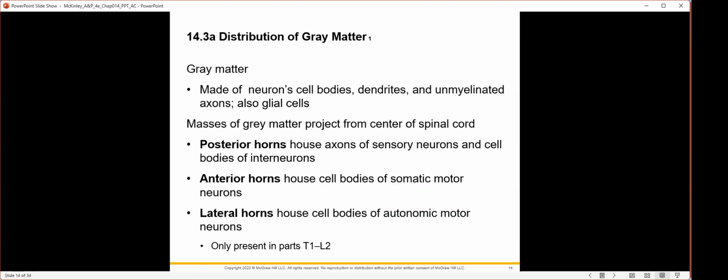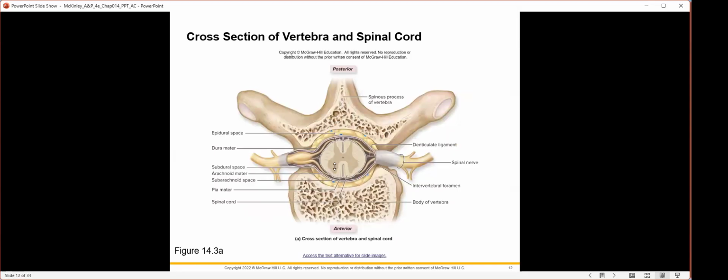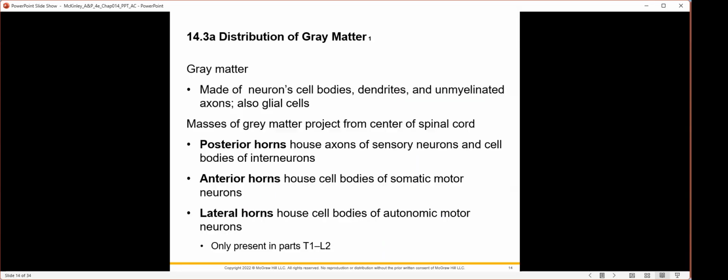The anterior and lateral horns both house motor neurons. They house different types of motor neurons, but for our information today, just motor neurons. So the anterior, which is up here, and the lateral coming out of the side, those horns house motor neurons. This is how we can have a mixed spinal nerve with both sensory and motor functions.